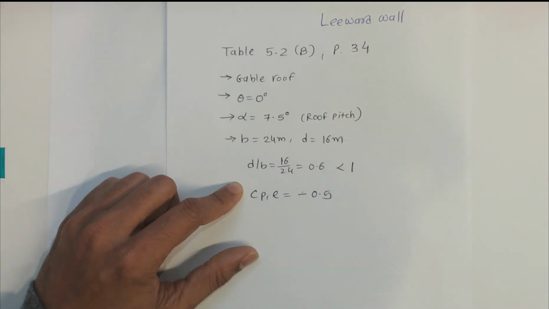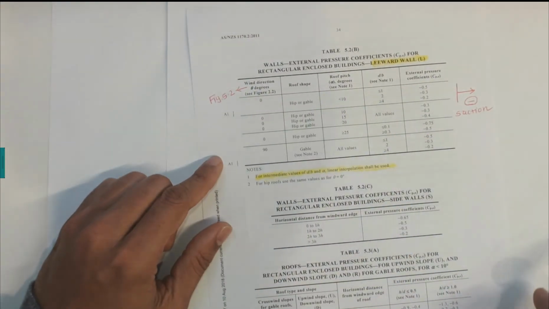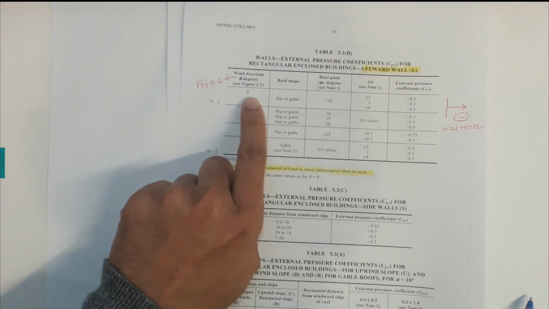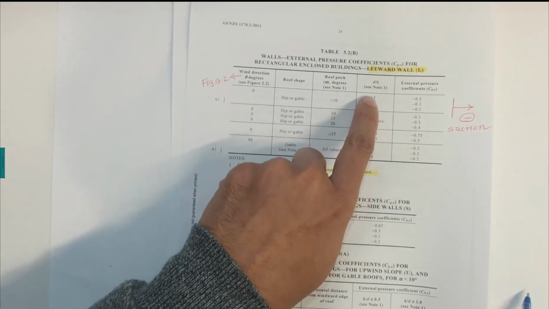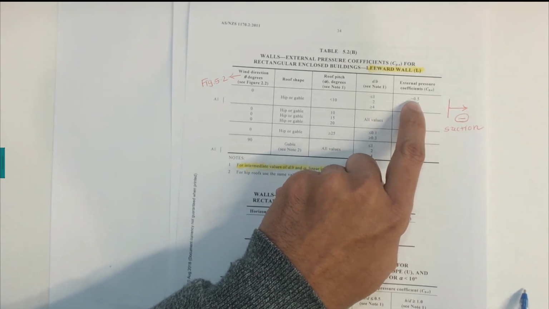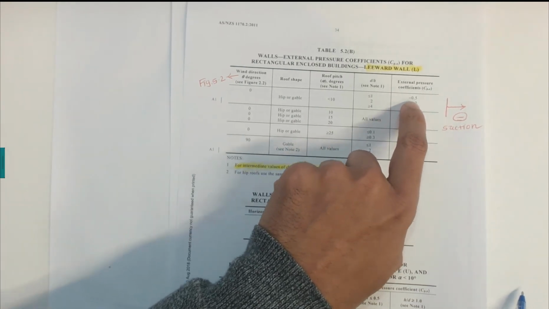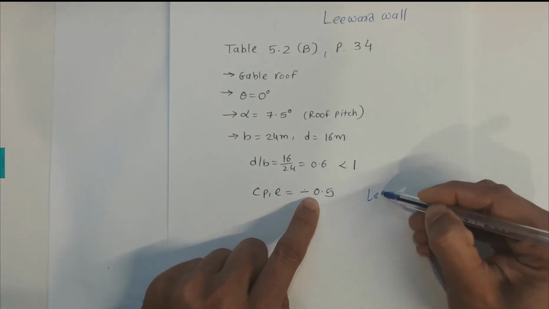That is in this column, less than 1. So basically we have theta equal to 0, gable roof pitch is 7.5, less than 10, and D over B ratio is 0.6, which is less than 1. So the Cpe value is minus 0.5 for the leeward wall.